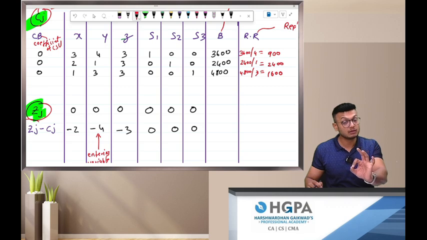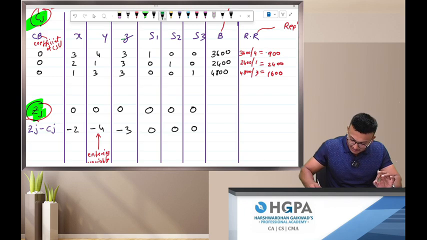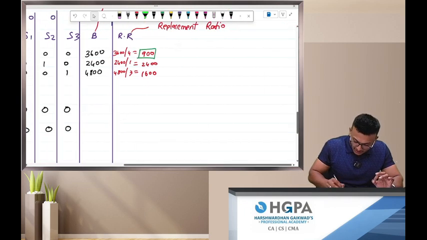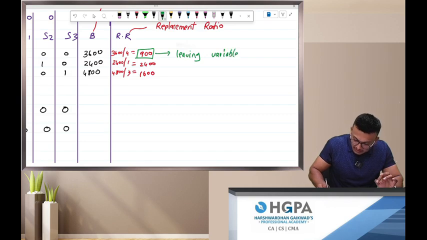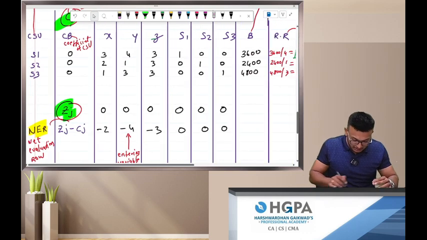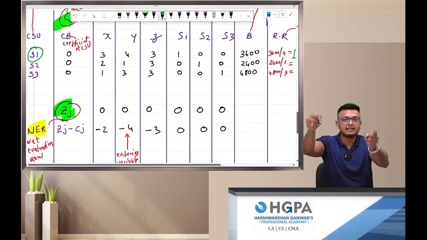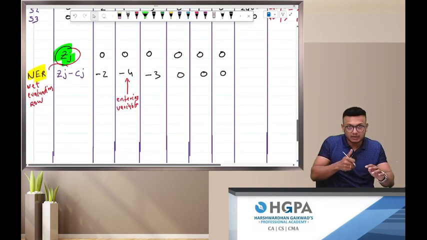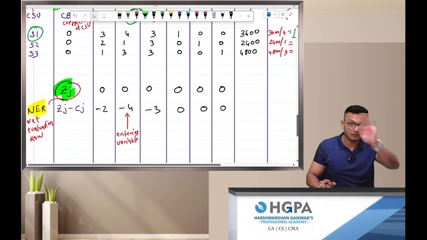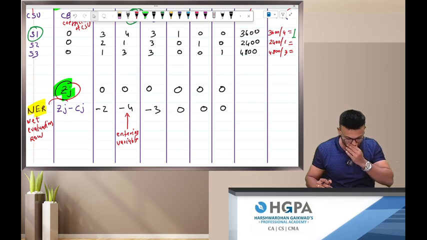Now the second rule: the moment you compute the replacement ratio RR, you need to find the minimum non-negative, positive number, and that number is this. This is called the leaving variable. When you proceed ahead, S1 is going to leave the table and Y is going to enter the table. Whenever you write the next numbers, S1 will go out and Y will enter, so the flow will be Y, S2 and S3. But wait, we'll do it afterwards.